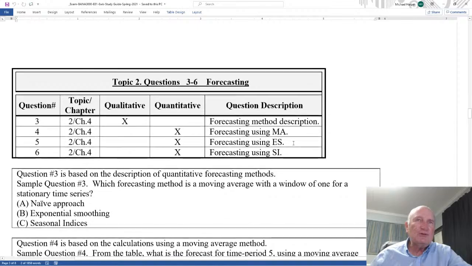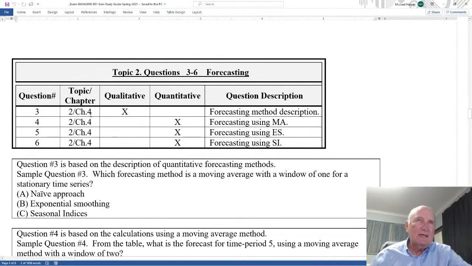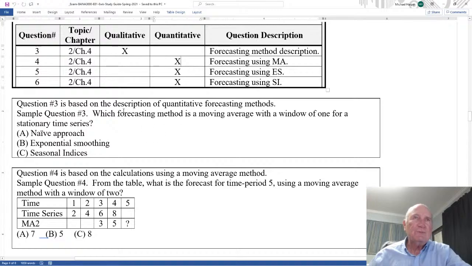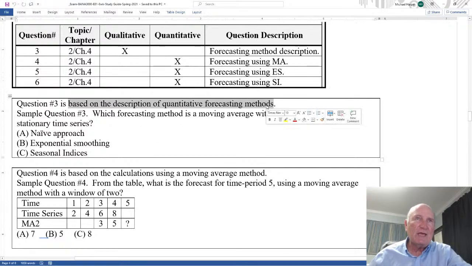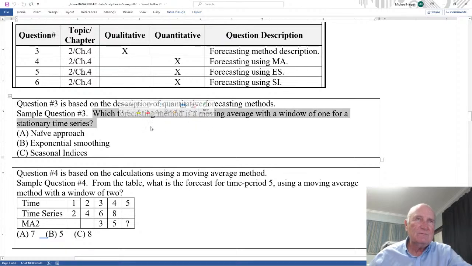Okay, topic 2, forecasting. This is chapter 4. There are 4 questions, 3, 4, 5, and 6. The first is qualitative and the other 3 are quantitative. Question 3, qualitative, is based on the description of quantitative forecasting methods. For example, sample question: which forecasting method is a moving average with a window of 1 for a stationary time series? Well, it's going to be the naive approach.